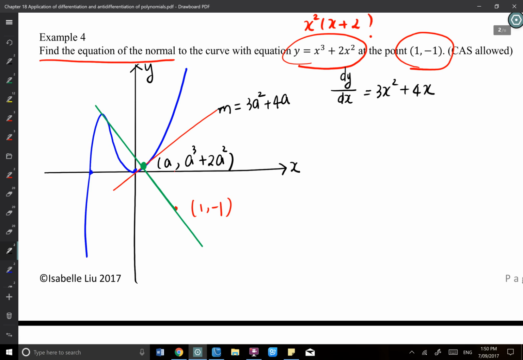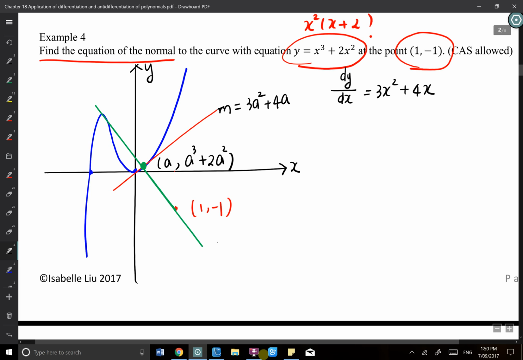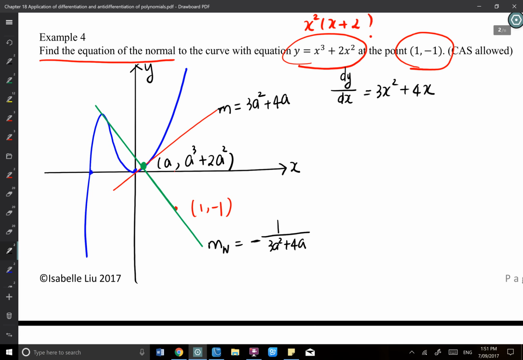Now my question is, what is the gradient of this green line? Perpendicular to that, so what is it? Negative 1 over 3a squared plus 4a. That's the gradient of that green line. I just don't know the exact number, but I can do it in terms of a. So at a point, I have gradient f dash a, and the gradient of the normal is minus 1 over f dash a. And I know my contact point must be (a, a cubed plus 2a squared).